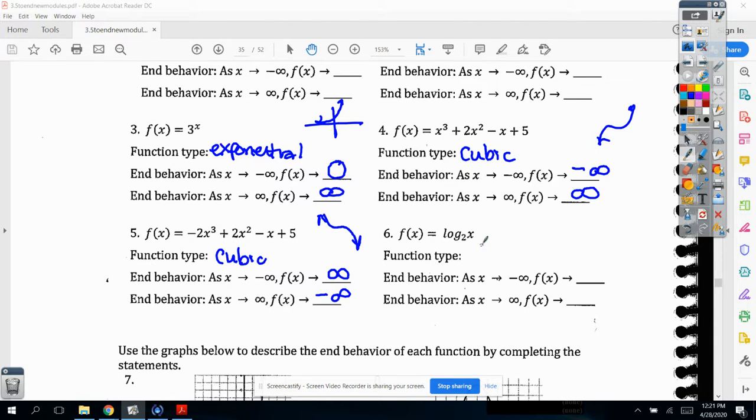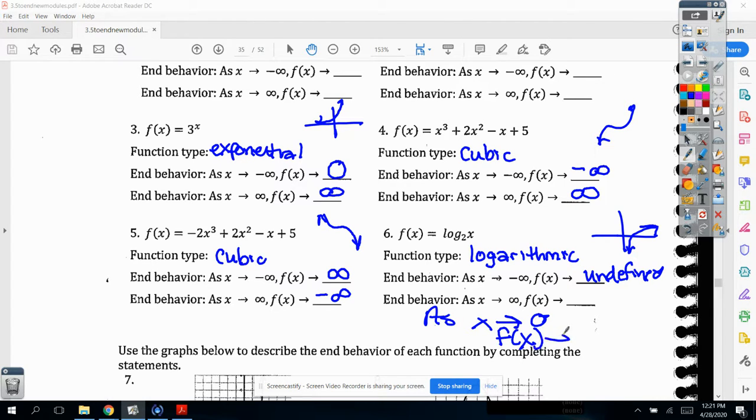Okay, now this is a logarithmic graph. And we talked about logarithmic curves. They look like this. And as x goes to negative infinity, we're going to say it's undefined. It cannot go to the left forever because you cannot plug in numbers close to negative infinity at all. You could say as x goes to 0, f of x is going down to negative infinity, but we cannot say that x is going to negative infinity.